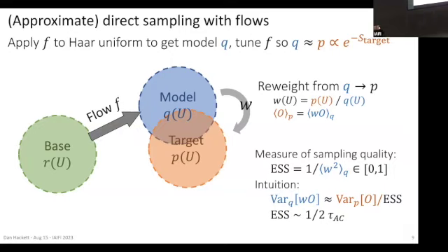If you're doing Markov chain Monte Carlo, you've maybe heard about the notion of an autocorrelation time. It's related to the ESS in this way. 1 over twice the autocorrelation time is roughly the ESS. This will be useful later.